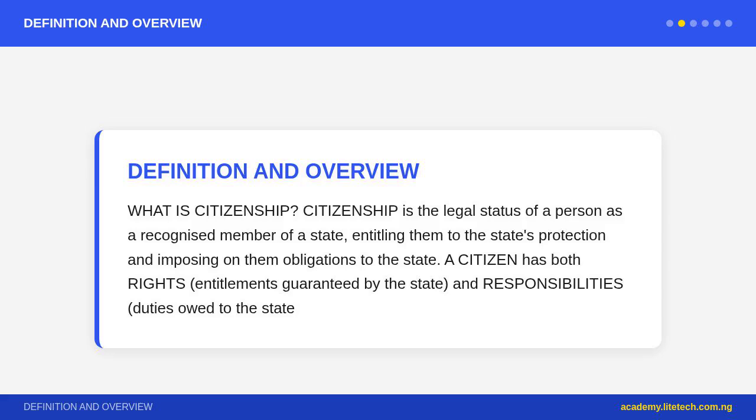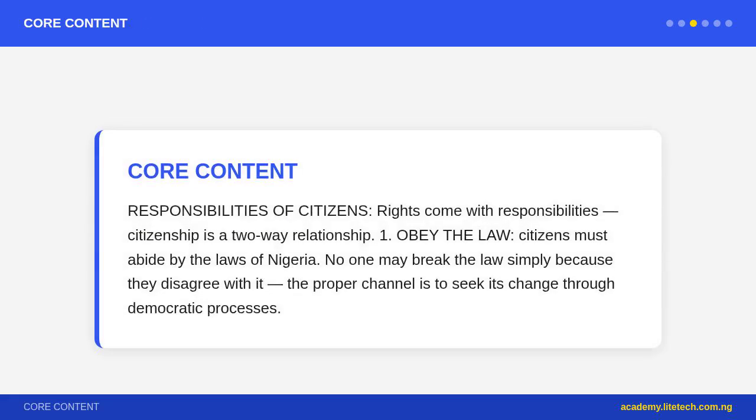Section 42, Freedom from discrimination. No citizen shall be discriminated against on grounds of community, ethnic group, place of origin, sex, religion, or political opinion. Section 43, Right to acquire and own immovable property. Every citizen has the right to own property anywhere in Nigeria. Challenges: land tenure, family land, state government acquisitions. Section 44, Right against compulsory acquisition of property. Government cannot compulsorily acquire a citizen's property without paying prompt compensation.